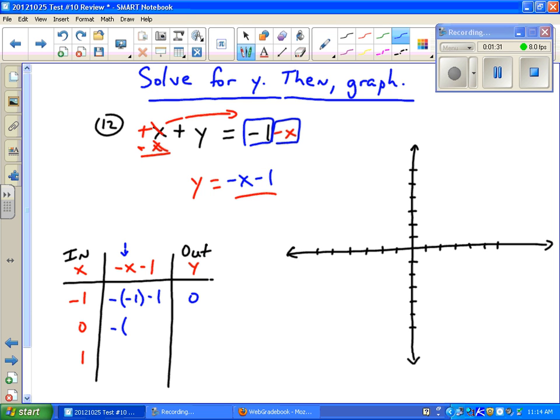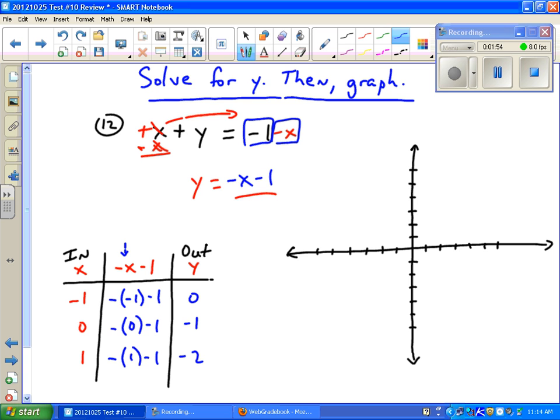Negative, and then whatever x is, we use 0 in place of x, minus 1. So 0 minus 1 is -1. And then the last one is negative x's value, 1, minus 1. -1 minus 1 is -2. So we could have made our graph a whole lot smaller here, but this one will work just fine.